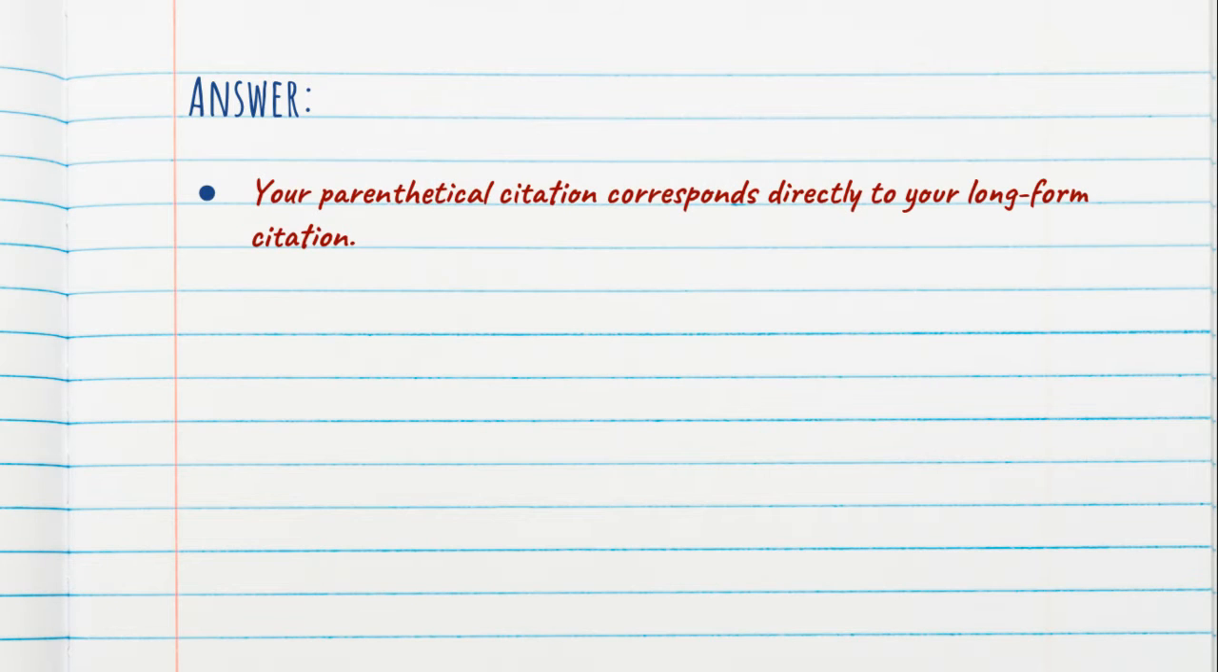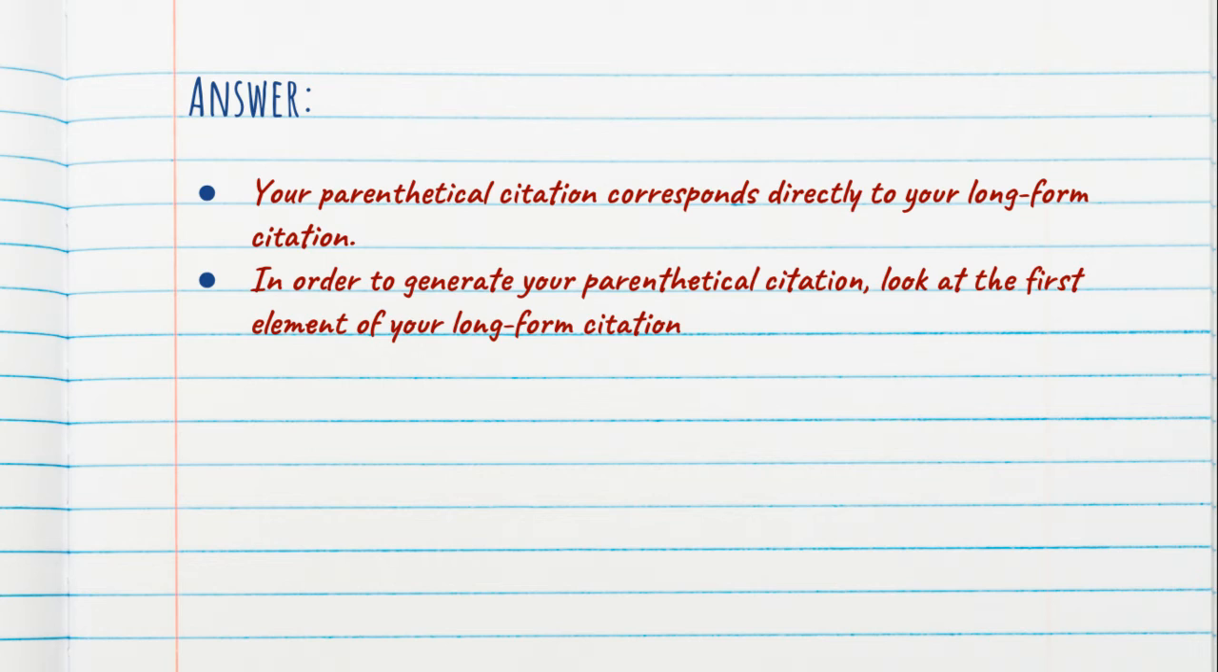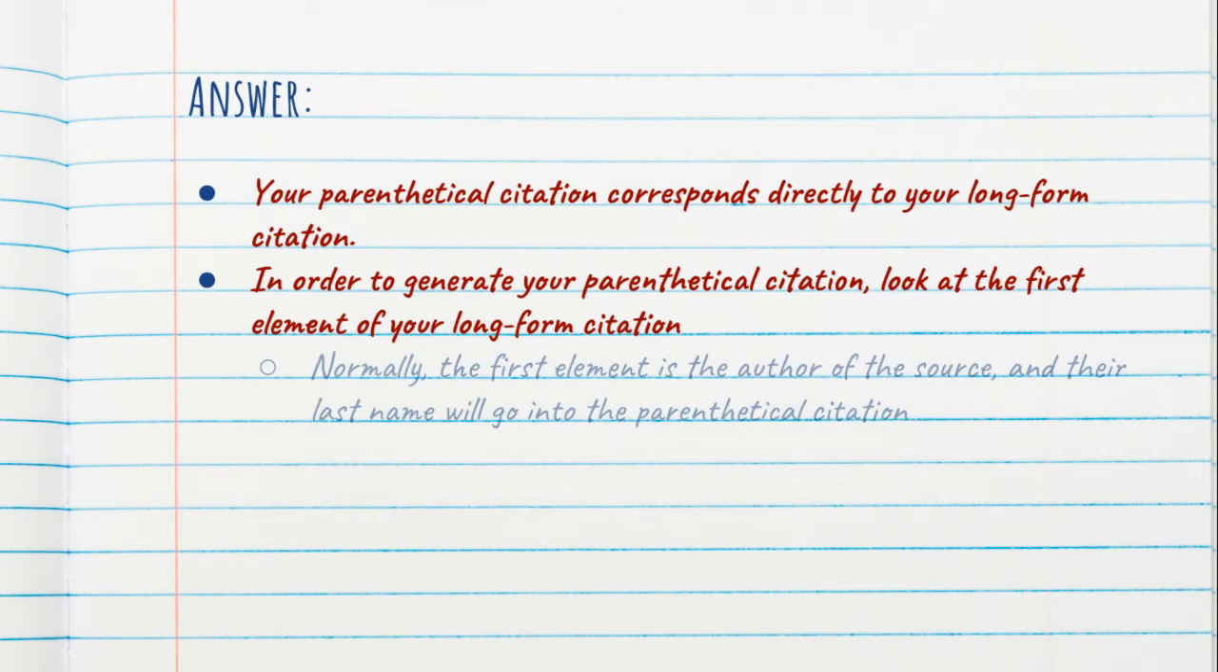So, like I said, you need to look at that long form citation and then you need to look specifically at the first element of your long form citation. Normally, that would be the author. And if there is an author, their last name will go into the parenthetical citation. If the source doesn't have an author and if it's unknown, just make sure that you provide the title of the source instead of the author.